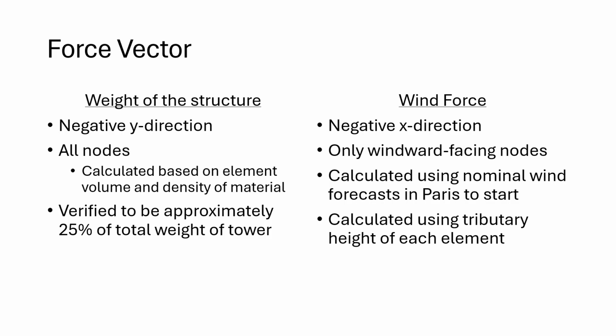Okay, so for my force vector, I considered two sources of load. I considered the self weight of the tower, which was determined by some research that I had done on the current weight of the structure. Then I used that as a sanity check in my mind, to make sure that what I got by calculating the volume multiplied by the density to calculate the weight of each element was a logical answer.